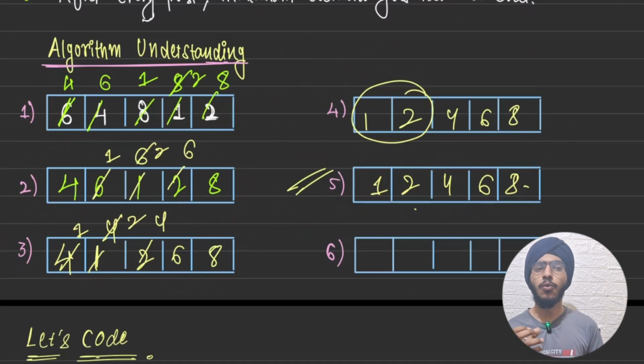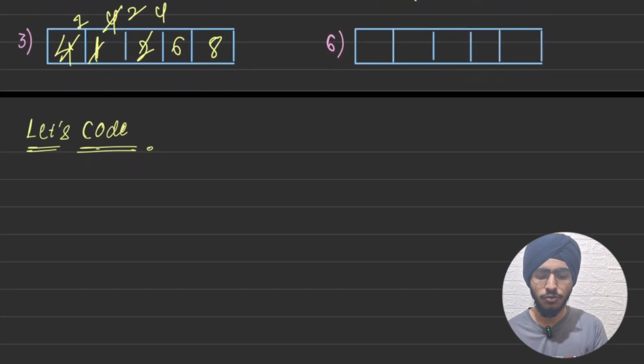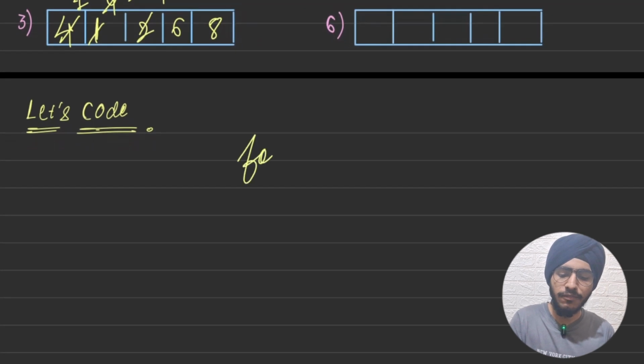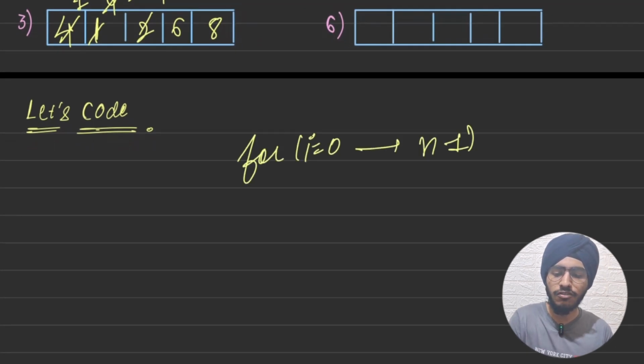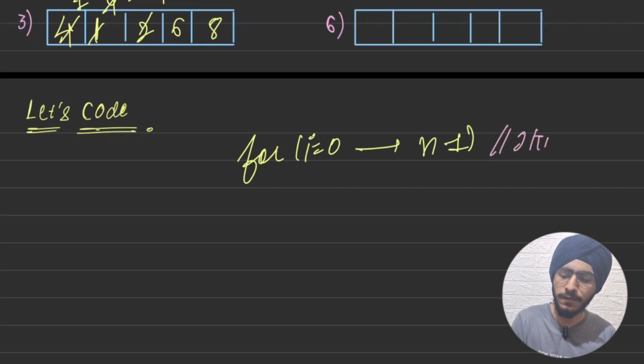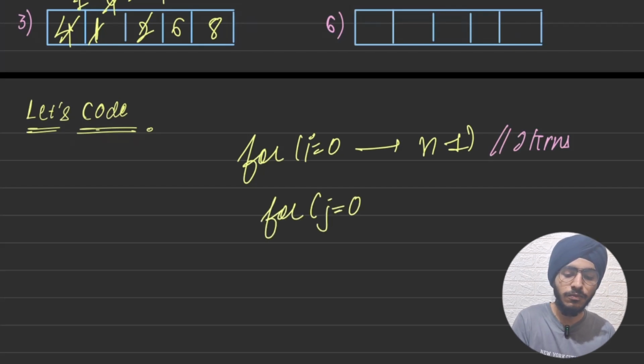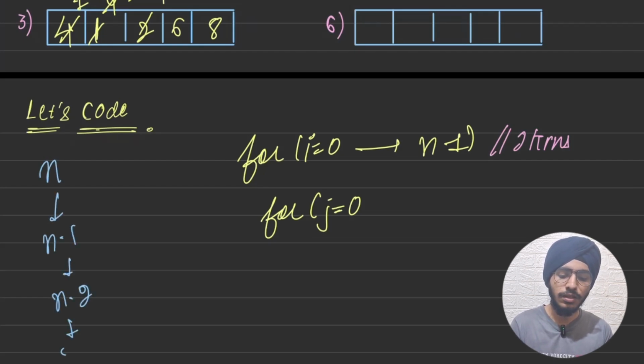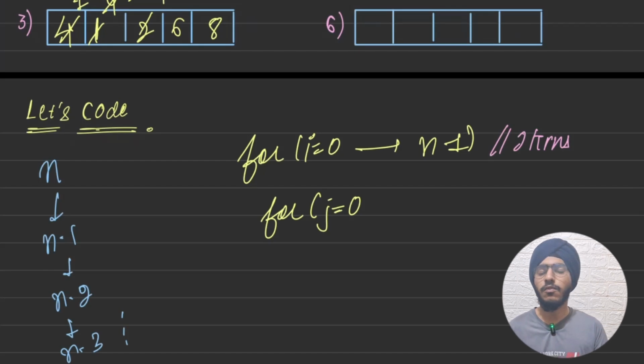So let's jump to how the coding part works. What we have seen is that we have n minus 1 iterations, so we will run a for loop for iterations. Now in the nested for loop, what will we do? We will go for swapping the elements. But let's see what we were doing: n minus 1, then n minus 2, then n minus 3. This is how we were going.